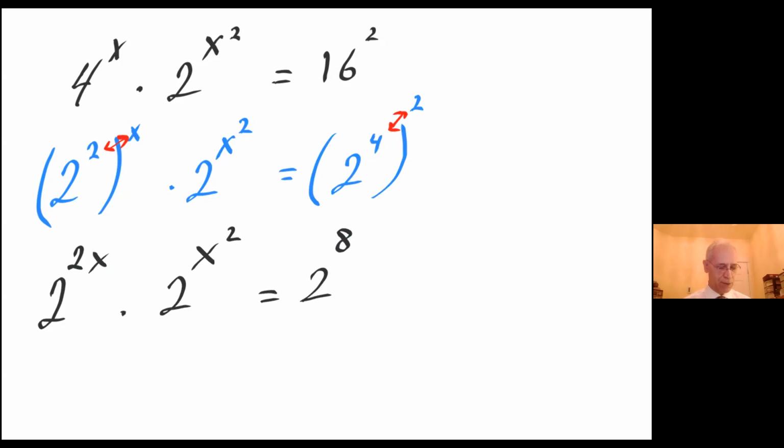And here on the left-hand side, now notice that I have the same base. So I have to keep the base and add the power. So 2x plus x squared, that equals 2 to the power of 8. Okay, so let me go to the next page and continue there. So I have 2 to the power of 2x plus x squared equals 2 to the power of 8.